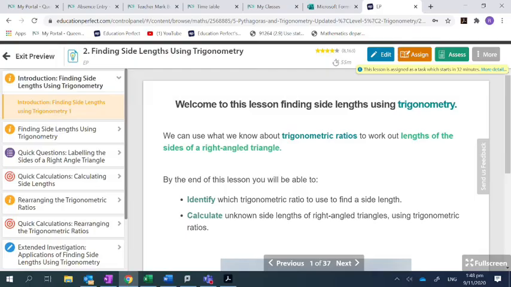Okay? So, what we're going to do is we're going to use the trigonometric ratios to work out the lengths of the sides of a right-angled triangle. All right? So by the end of the lesson, you're going to have to be able to identify which trig ratio to use to find the side length. Which trig ratio you use is dependent on the information you're given, right? Where the angle is, do you know the opposite? Do you know the adjacent? Do you know the hypotenuse, right? Each one of those. So you're going to have to find out which one to use. And then you're going to have to calculate those using the ratios and solving an equation.